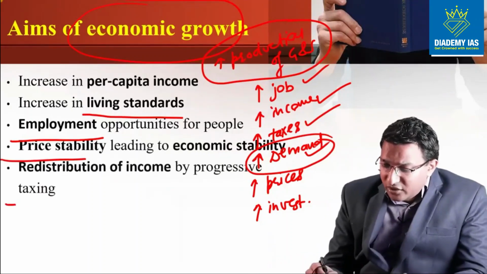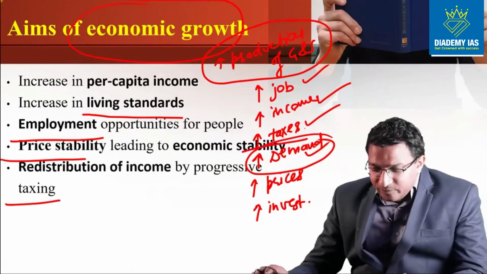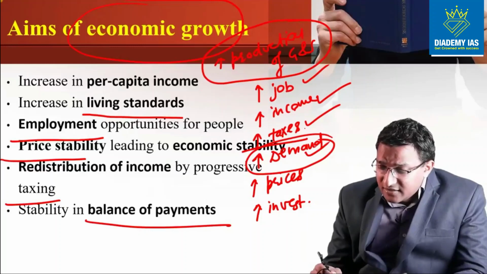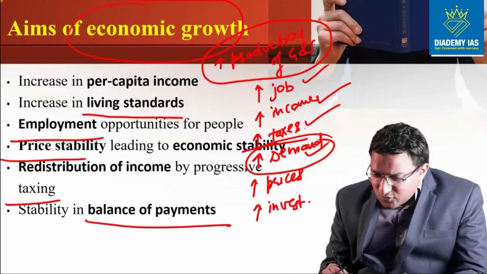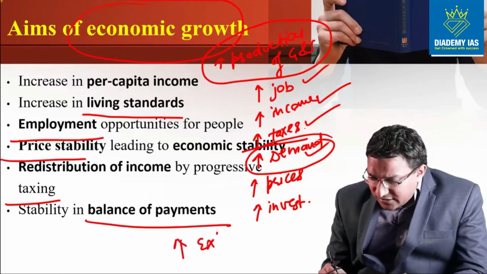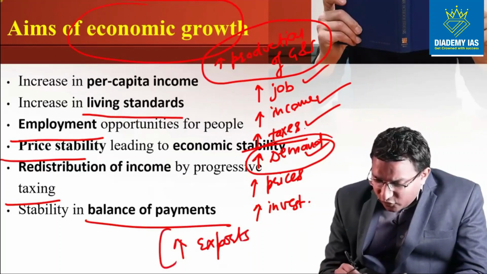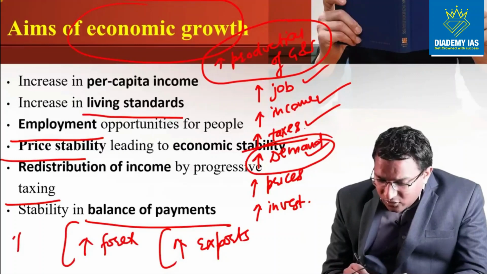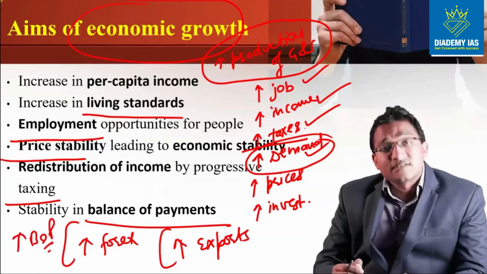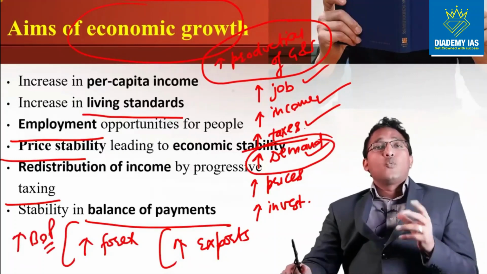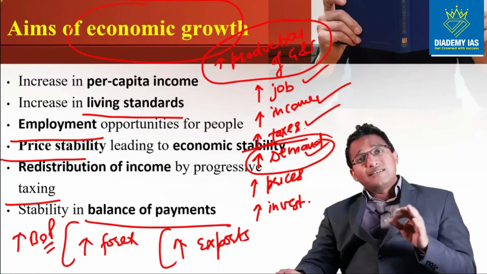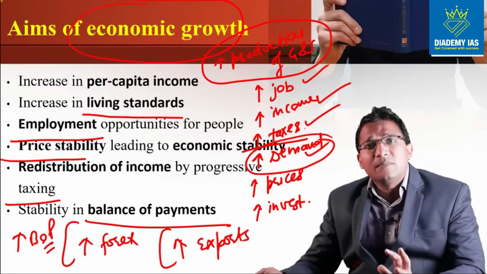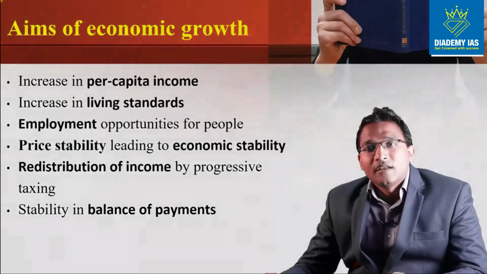Redistribution of income, so we have already seen the taxes are there, and then stability in the balance of payment. Definitely if there is more production, then exports also increase, and when exports increase, our foreign exchange also increases, and that means our balance of payment also improves, right? It is also positive. What is the meaning of balance of payment? We will discuss it when we discuss the external chapter. Don't worry, we will discuss each and every concept in detail, right?